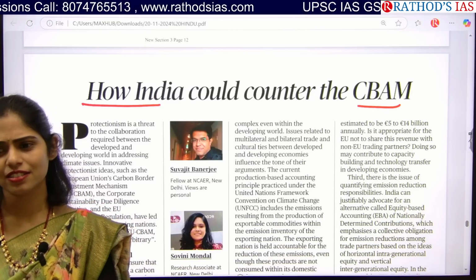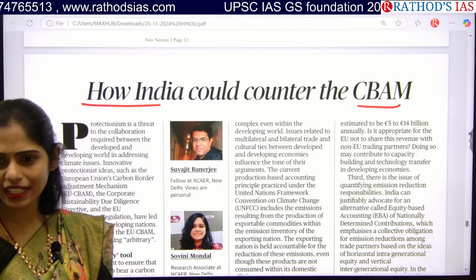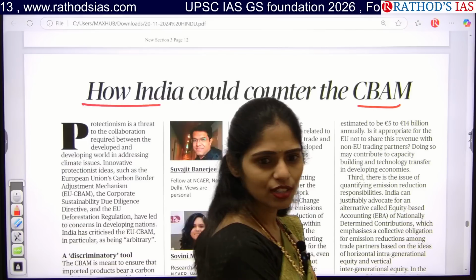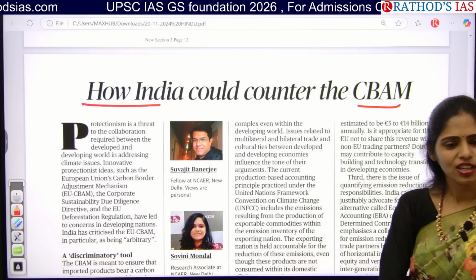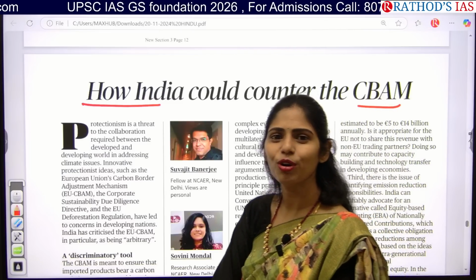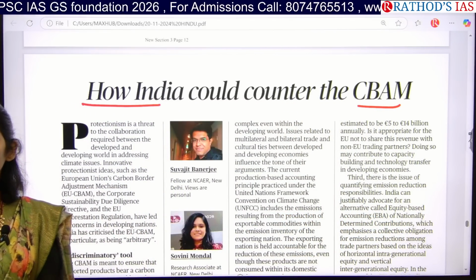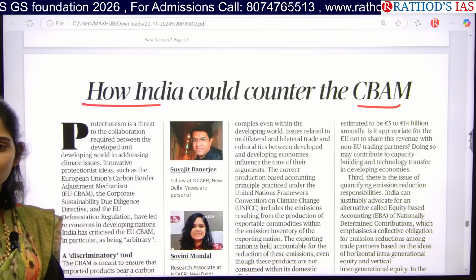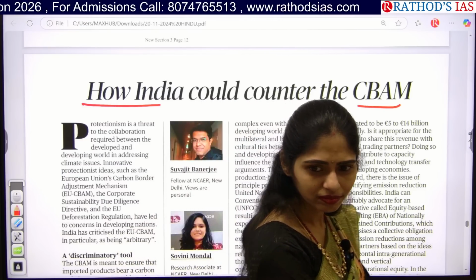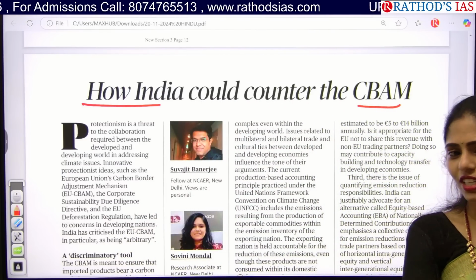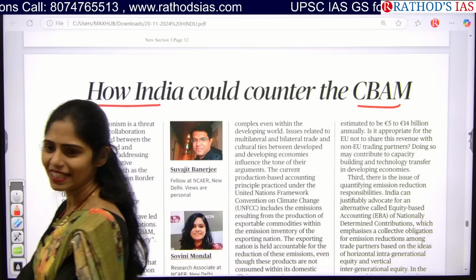India is the largest carbon emitter in the world. Whatever goods we export from our country, they impose a tariff. Because of that, what happened? Will the price increase or decrease? Price increased. So can we sell more goods there? No. So there will be a decrease in demand for Indian goods in these European markets. Obviously it is affecting our trade. Is that good for India? No. Then how can we counter this CBAM, the Carbon Border Adjustment Mechanism? What can be done?